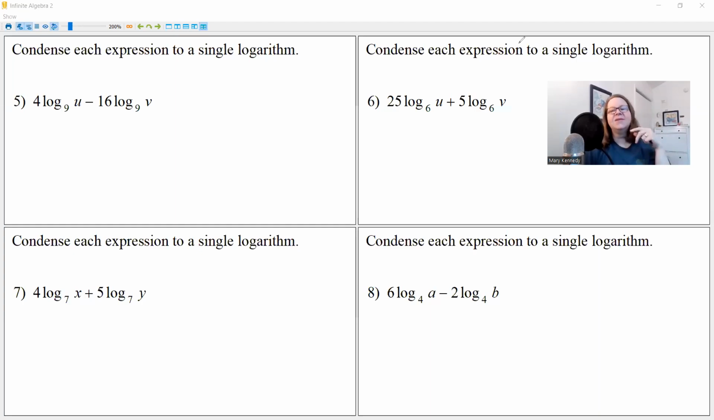Okay, guys, let's take a look at condensing logs. You might see some things about expanding logs. This is kind of like the opposite of that, and this is something that you learn early on with logarithms.